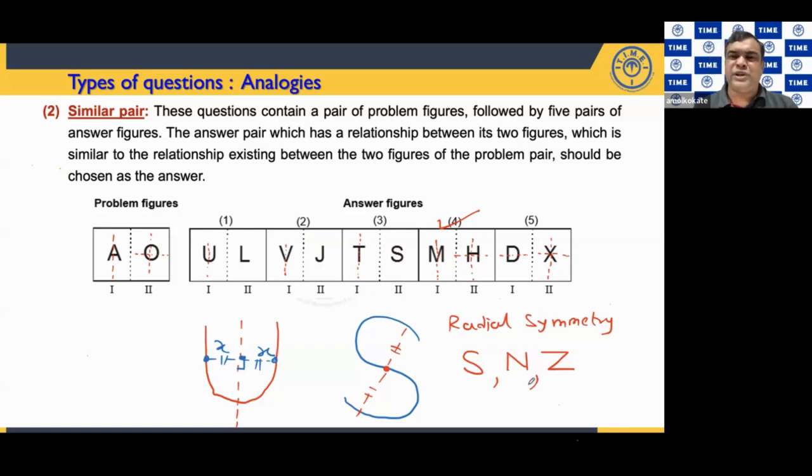I haven't seen any questions in CET based on radial symmetry. तो मैं जो बता रहा हूँ वो क्या है, आज तक मैंने रेडियल सिमेट्री पे क्वेश्चन सीईटी में नहीं देखा है. But in case somebody is planning to set that way, I'm just giving that additional information to you. Okay, चलो आगे बढ़ते हैं.